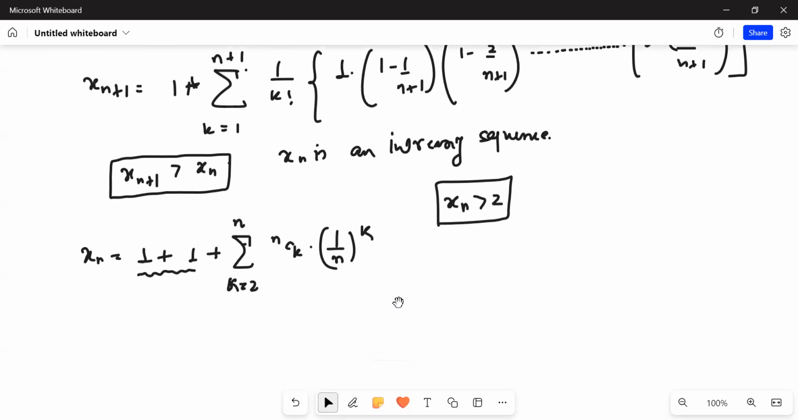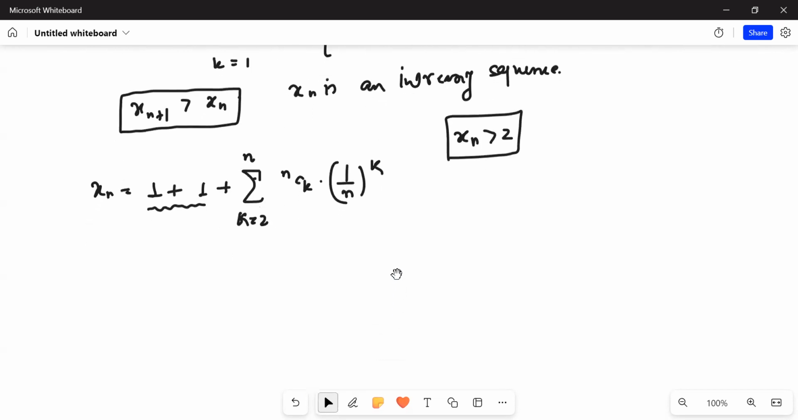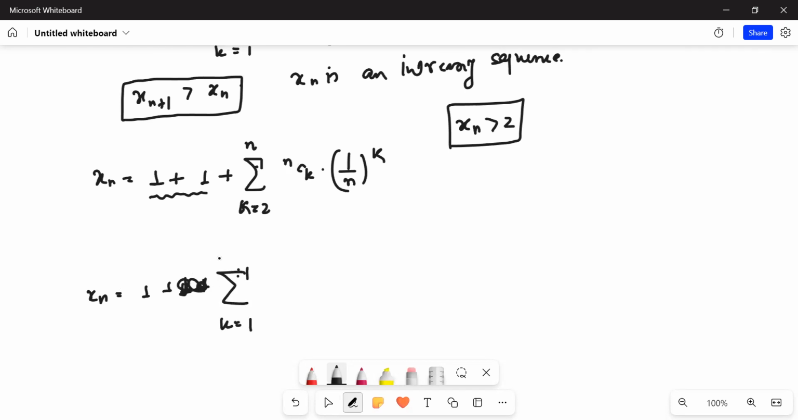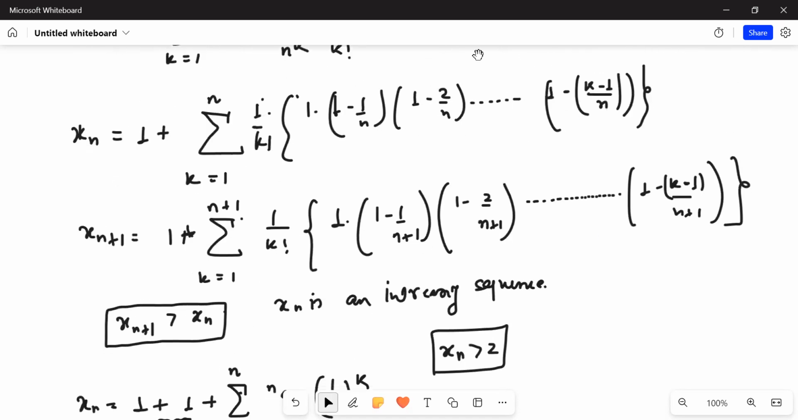Now just think about this. xn is equal to what? xn is equal to 1 plus 1 plus the summation k equals 1 to n of 1 upon k factorial, and I divided this n inside. So basically I'll use this.